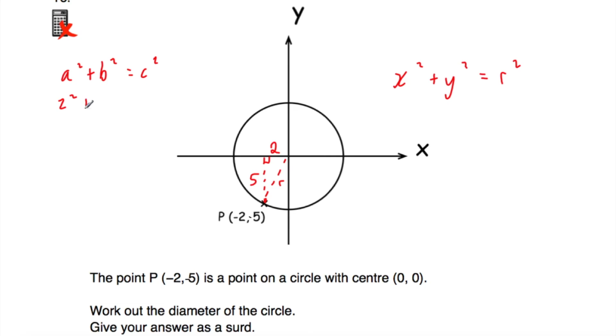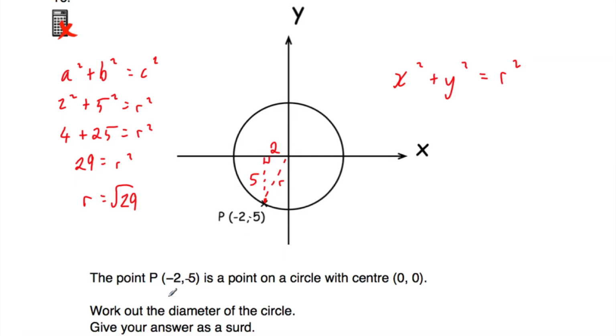So it's going to be 2 squared plus 5 squared equals the radius squared. 2 squared is 4, plus 5 squared is 25, and that equals the radius squared. 4 plus 25 is 29, so 29 equals the radius squared. If we square root that, we get the radius is equal to the square root of 29. So that means the radius of the circle is equal to root 29.